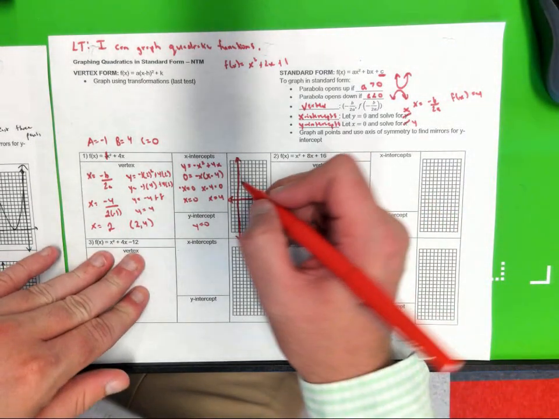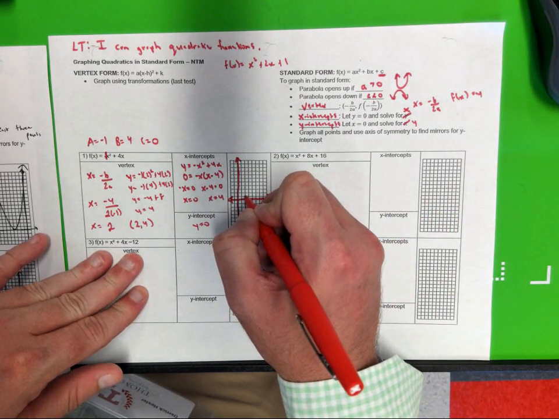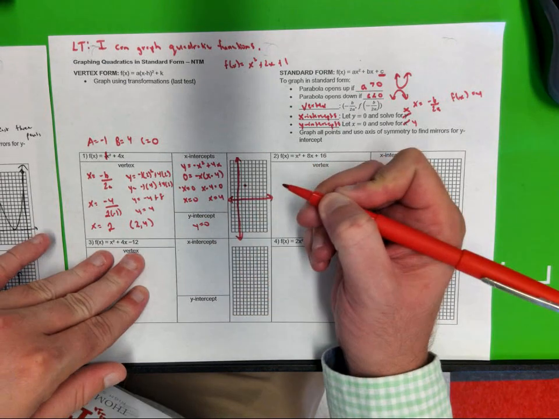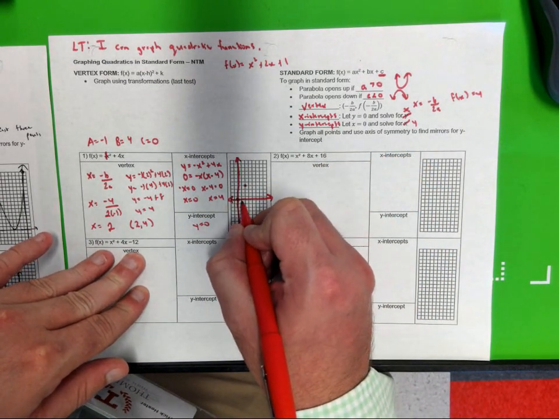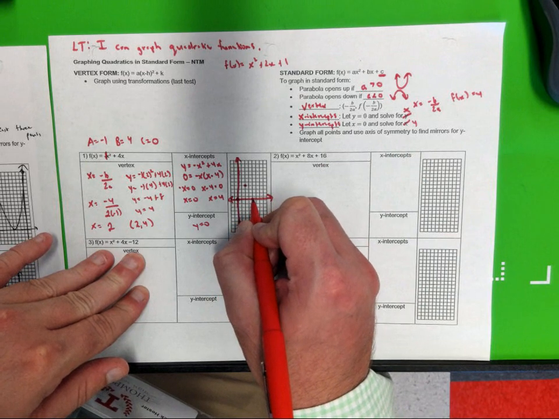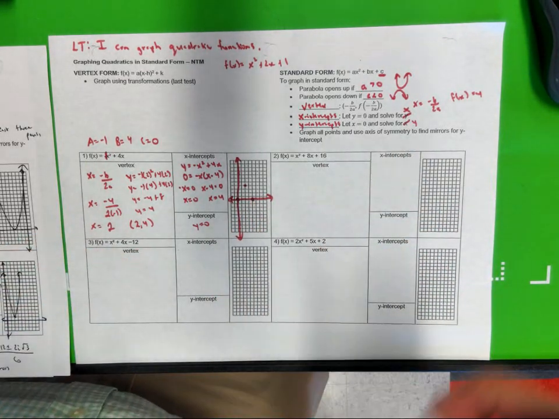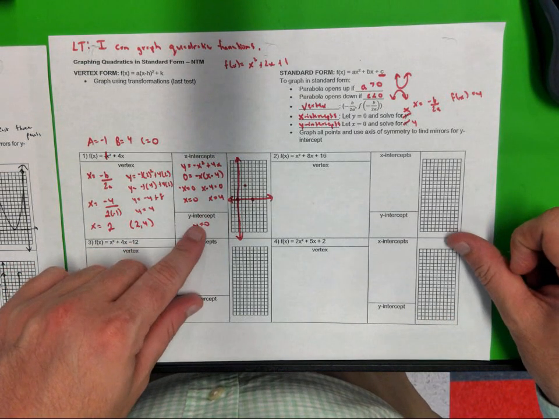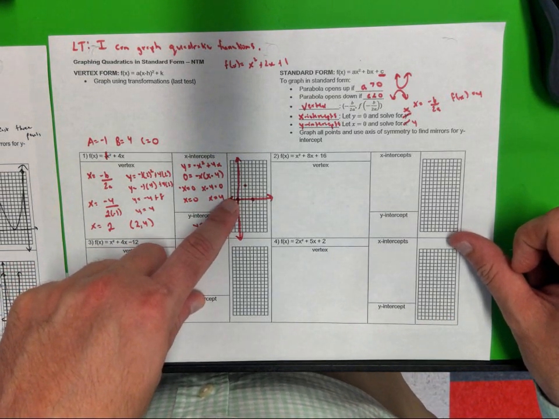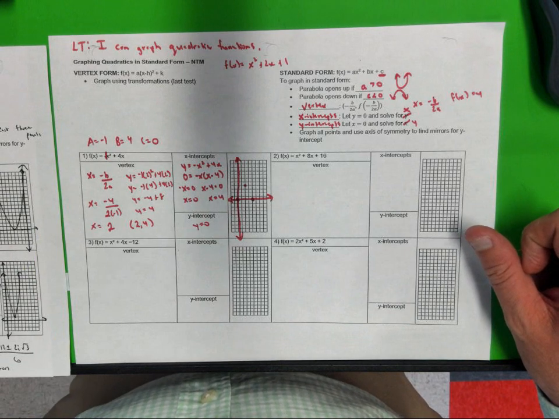Alright, so my vertex is (2, 4). My x-intercepts are 0 and 4. My y-intercept is 0 as well, isn't it? So now I am just going to literally connect the dots.